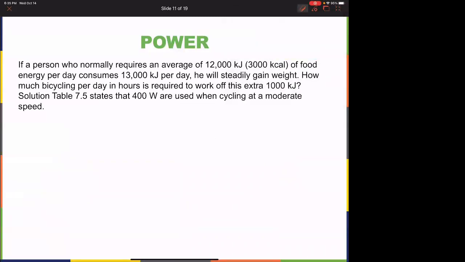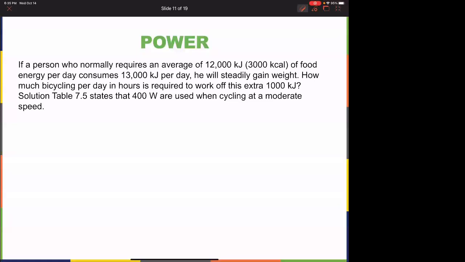This one's kind of tricky. It says if a person who normally requires an average of 12,000 kilojoules of food energy per day consumes 13,000 kilojoules per day, he will steadily gain weight. How much bicycling per day in hours is required to work off this extra 1,000 kilojoules?